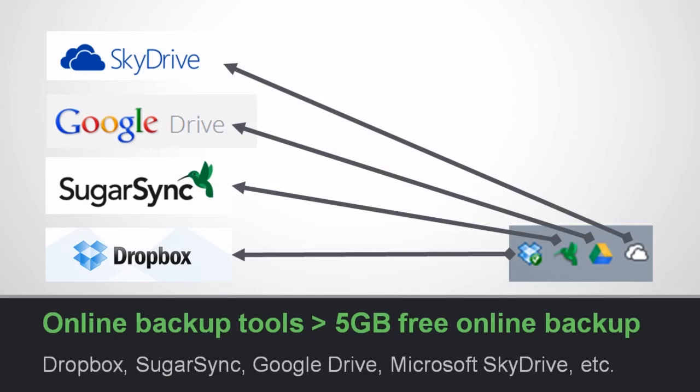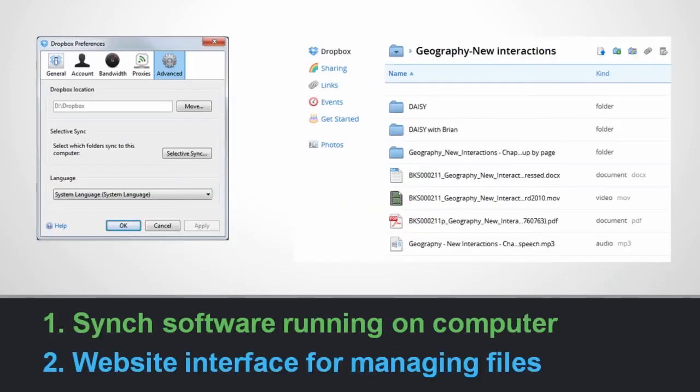Most of these services will offer you up to 5 GB of free online storage space and relatively inexpensive ways of purchasing additional space. The advantage of all of these is that they not only allow you to back up your files online, but also make it easy to synchronize them between different devices. To do that, they really consist of two separate components. Let's use Dropbox as an example.